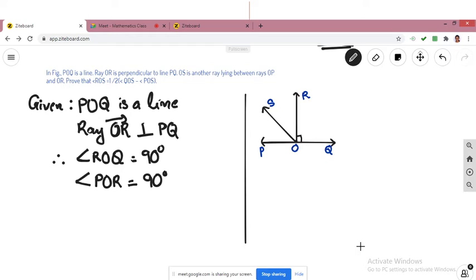Now we are given that OS is lying between rays OP and OR. So OS is lying between OP and OR. So what about these angles, the angles made here and here? What can we say about those two angles? Angle POS and angle SOR.